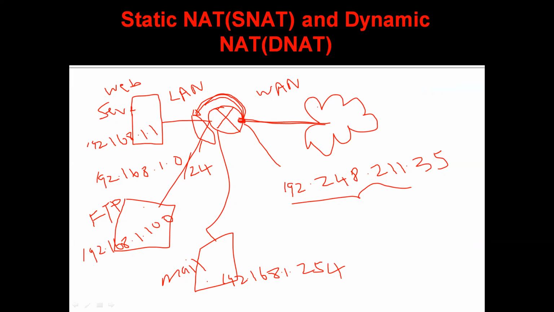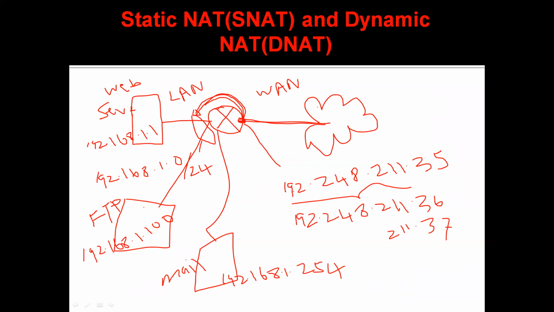This means if we have 3 servers and somebody tries to access our web server, we need to use 3 public IPs: 192.168.248.211.36, 211.37, and so on, like this.